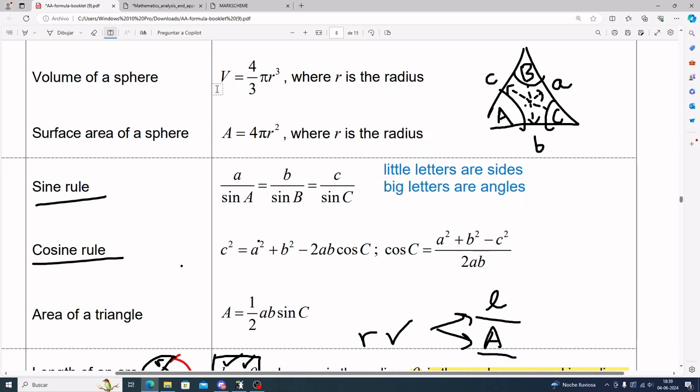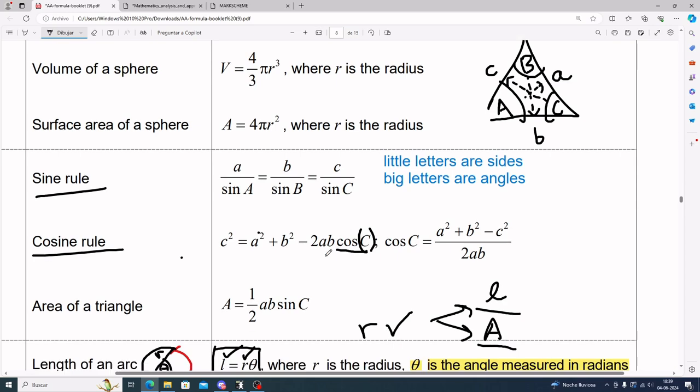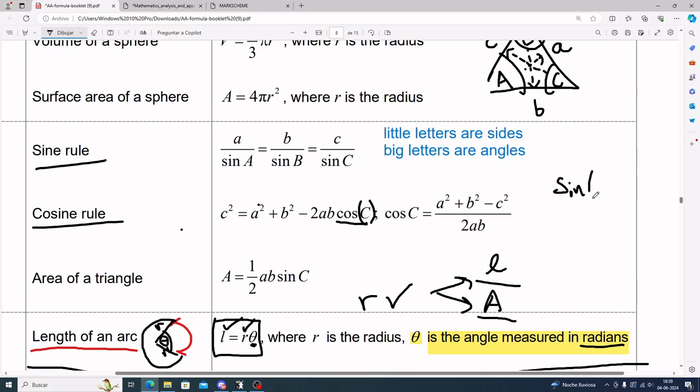What is a maybe friendlier way to remember this? Well, notice how in cosine you put cosine parentheses, and a lot of times we're used to seeing something like sine theta. Theta is the global symbol for an angle. So you need to make sure that whatever's inside cosine, whatever's inside sine, has to be an angle. That is why within each of these cosines you have a big letter, and in each of these sines you have a big letter. So that can be a small hint that the big letters are angles and the little letters are sides.